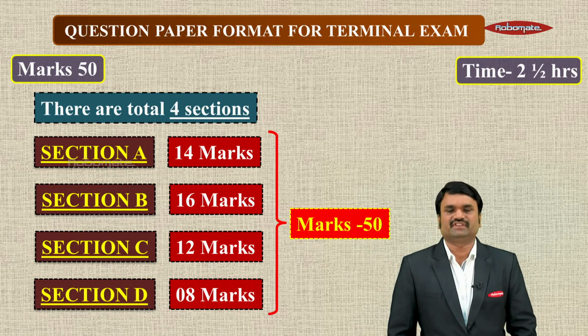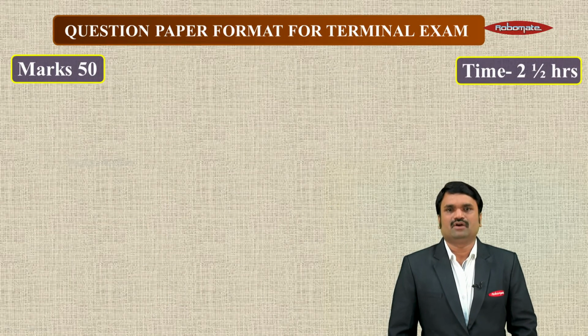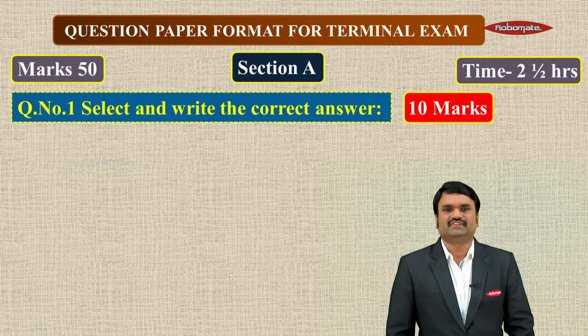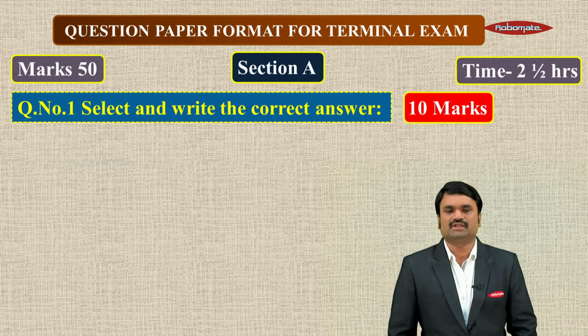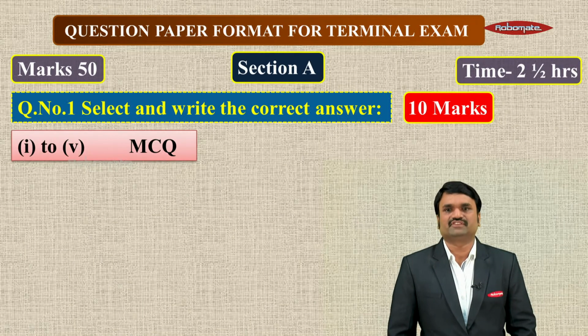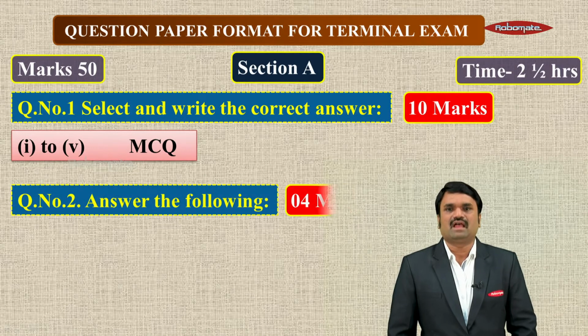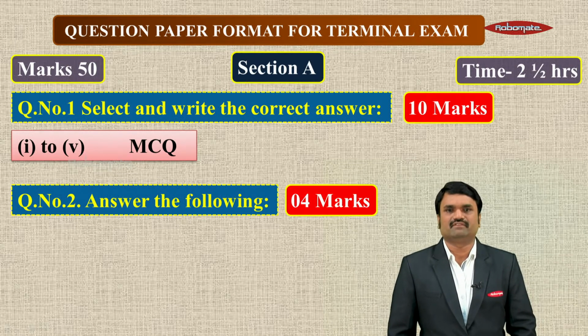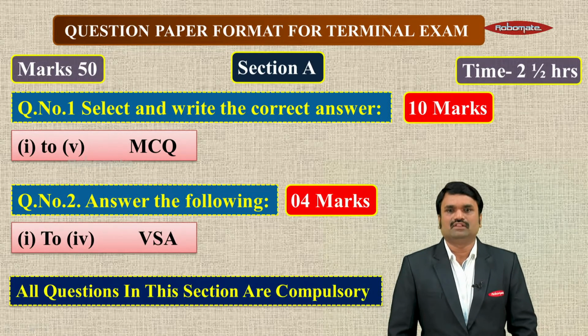Now let us discuss each section in detail. In section A, there will be question number 1 where you have to select and write the correct answer. Basically, it will be multiple choice questions, each having a weightage of 2 marks, numbered from 1 to 5. And question number 2 will have very short answer type questions, with a weightage of 4 marks. There will be 4 questions, each having a weightage of 1 mark. All the questions in this section are compulsory.